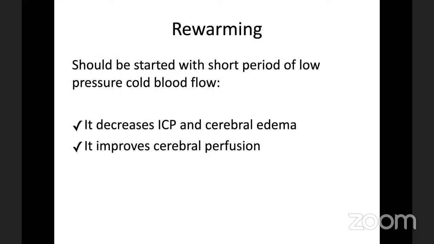So for rewarming, it should be started with a short period of low pressure, cold blood flow. This is to decrease the ICP, the intracranial pressure, and the cerebral edema. So you don't want rapid rewarming. It improves the cerebral perfusion when you do it this way.